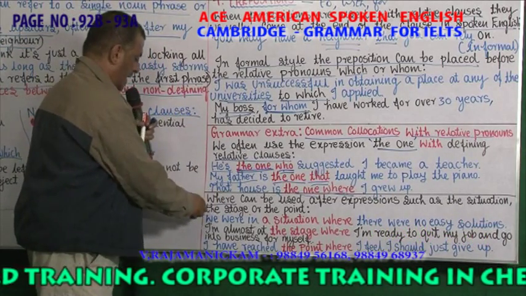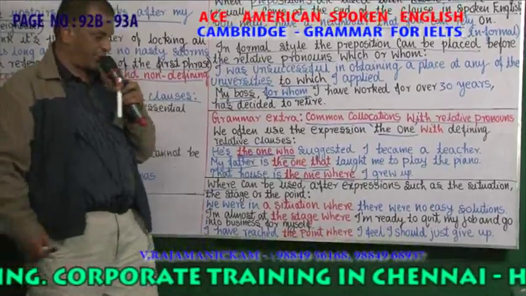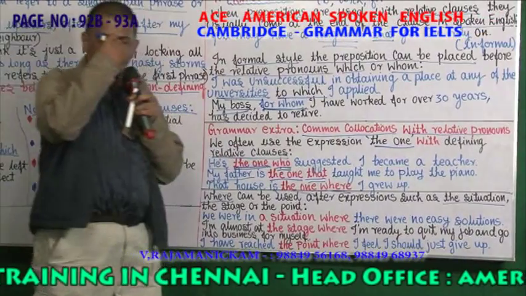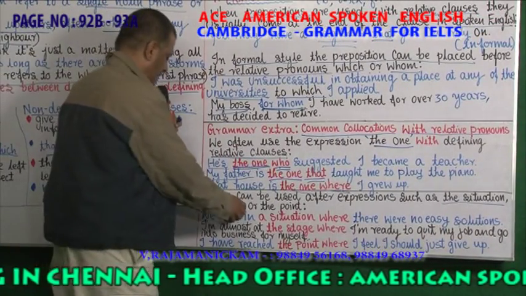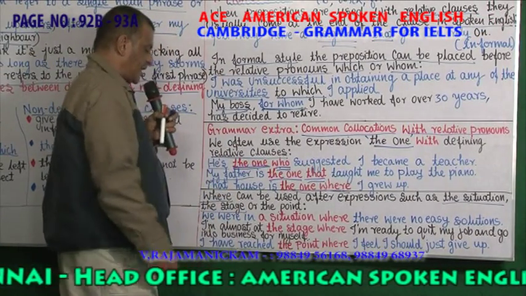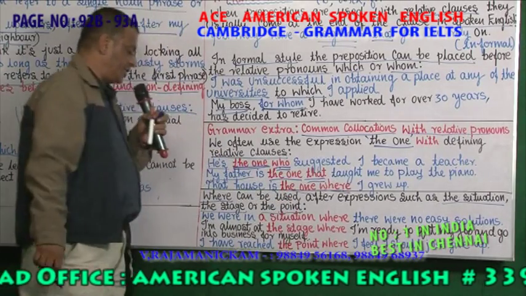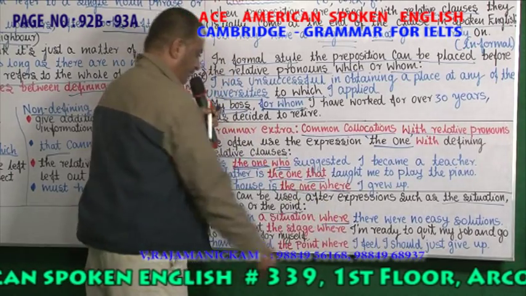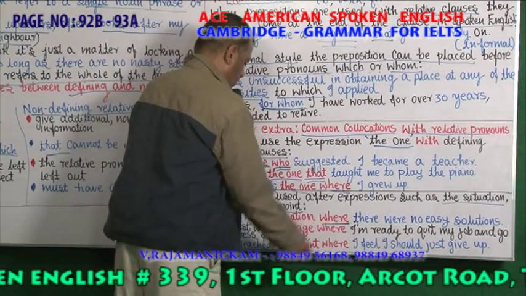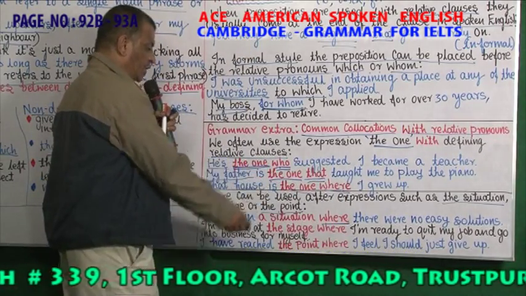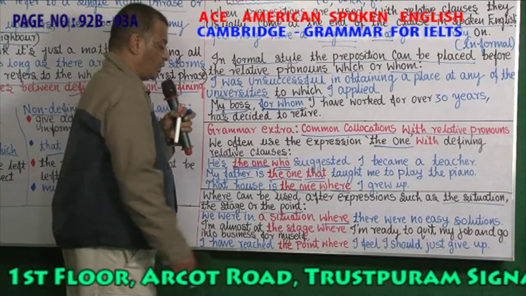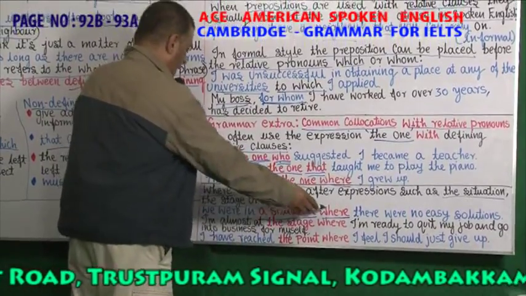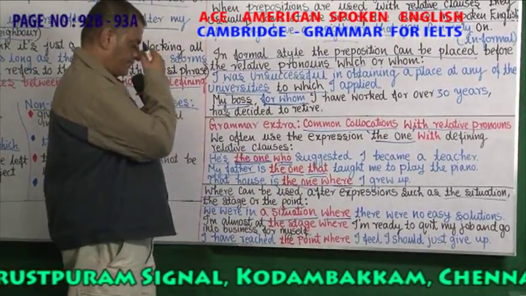The next word is where. Where can be used after expressions such as the situation, the stage, the point. We were in a situation where there were no easy solutions. Where comes after the phrase a situation. So where means the situation.